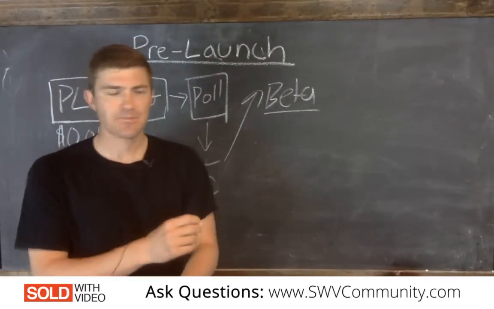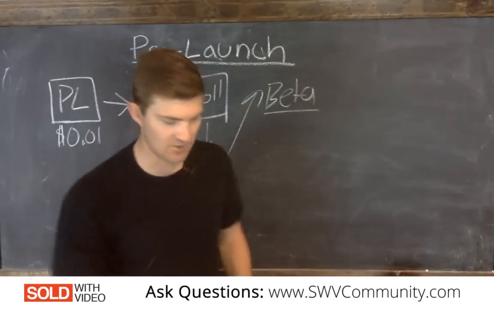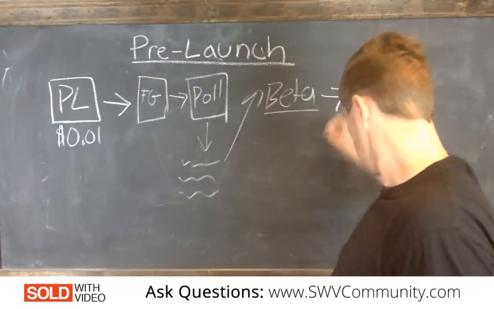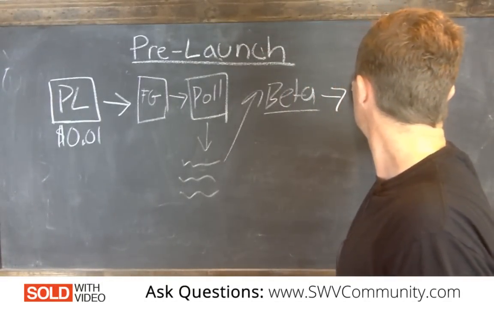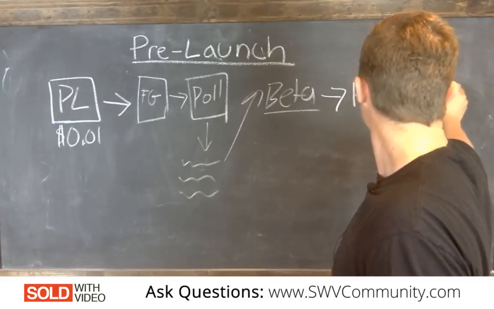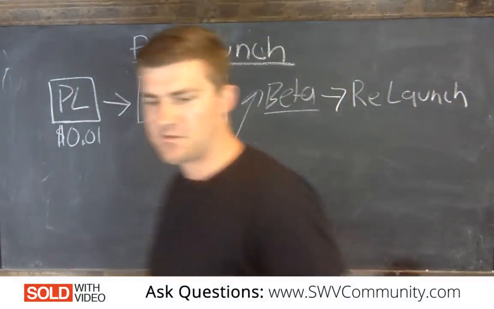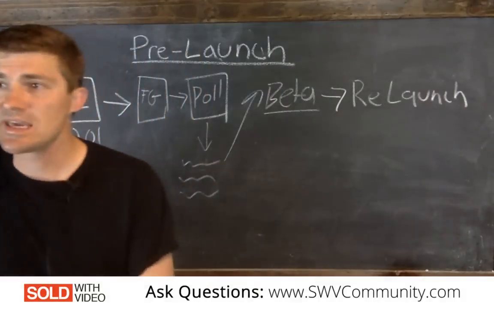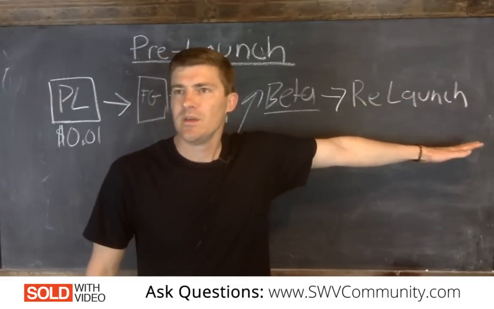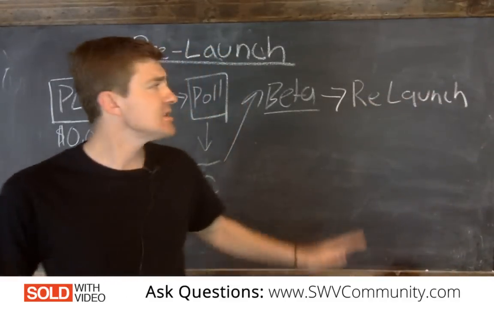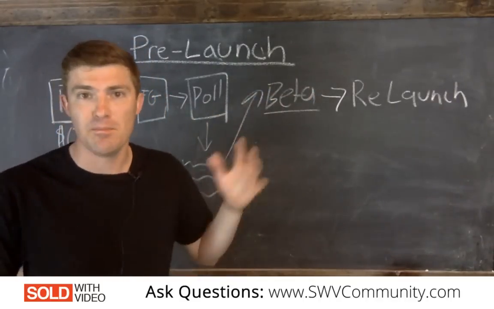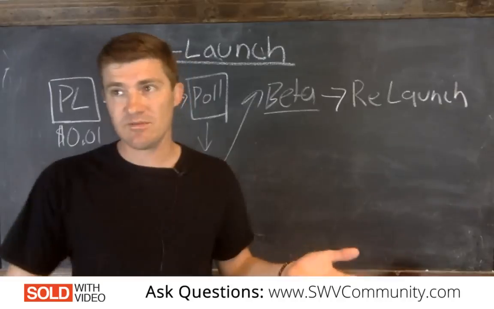What happens is you do the beta launch, you get your feedback, you get your testimonials, and you launch your product again at a whole other level. And so what we've done in the past is we've been able to launch products at beta, make good money, more sales than we thought would even come in.